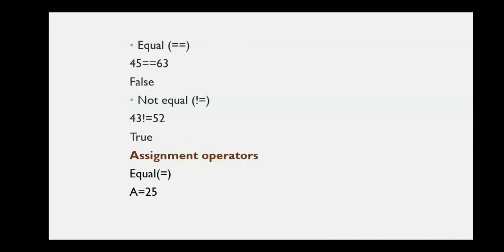Now for the equal, we use the double equal sign, and for the not equal we use the exclamation sign and then equal. That is called the not equal. Next is the assignment operator. Only one operator is the assignment operator. It is used to assign the value to the variable.